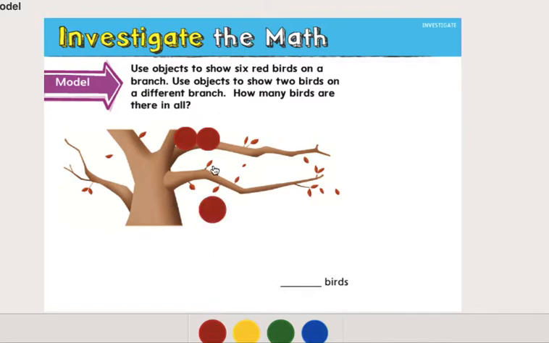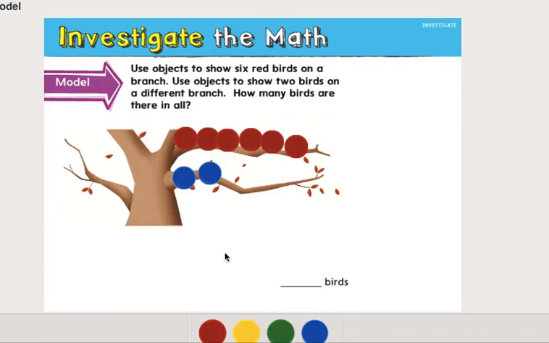1, 2, 3, 4, 5, 6. I will use a different color counter to show 2 birds on a different branch. 1, 2. How many birds are there in all?